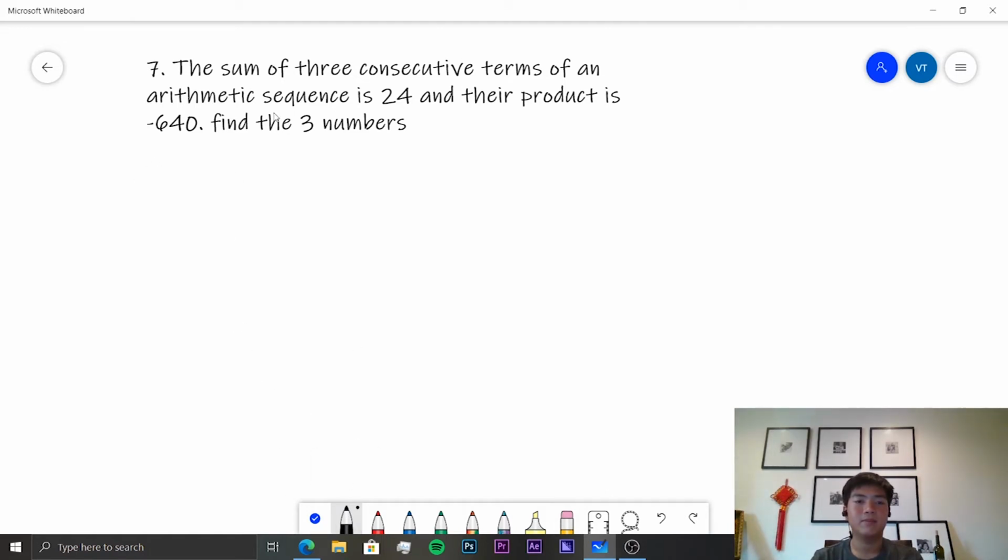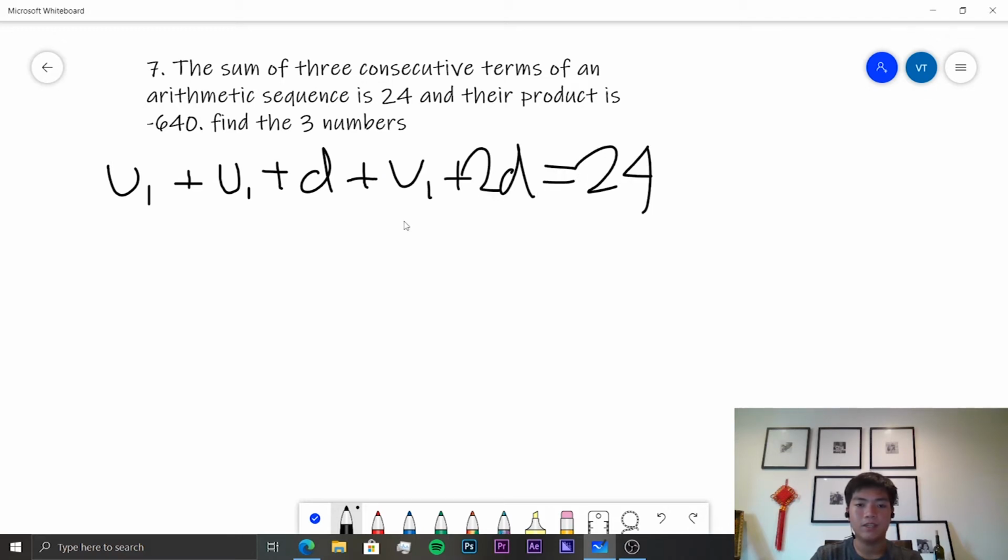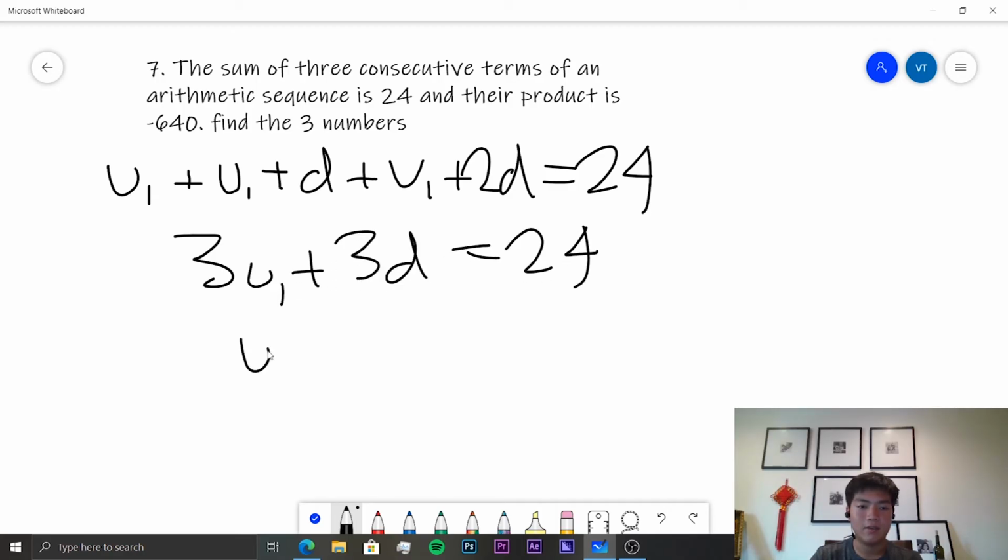If the sum of the three terms is 24, then the trick is we can treat the first of these consecutive terms as just the first term of the sequence and calculate it from there. And you'll see this won't make a difference. So say u1, which is the first term, plus the second term, which is u1 plus d, plus u1 plus 2d for the third term is equal to 24. So anyways, 3u1 plus 3d is equal to 24, and the first term plus the common difference, or the second term, is equal to 8.